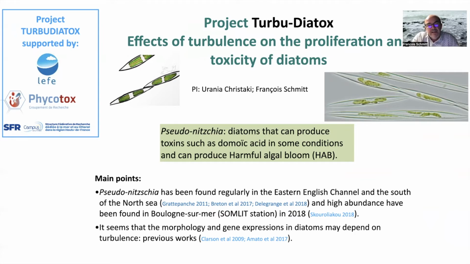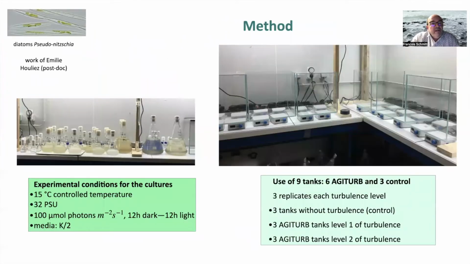In the literature, this species has been found in the Eastern English Channel. And also what has been found is that the morphology and the gene expression in diatoms may depend on turbulence. This is what we wanted to check in this project. So we performed a culture of different species of Pseudo-nitzschia under controlled conditions, 15 degrees, 32 PSU, with an alternation of dark and light conditions. We have used 9 tanks: 6 Agiturb tanks with agitators and 3 control tanks without turbulence.